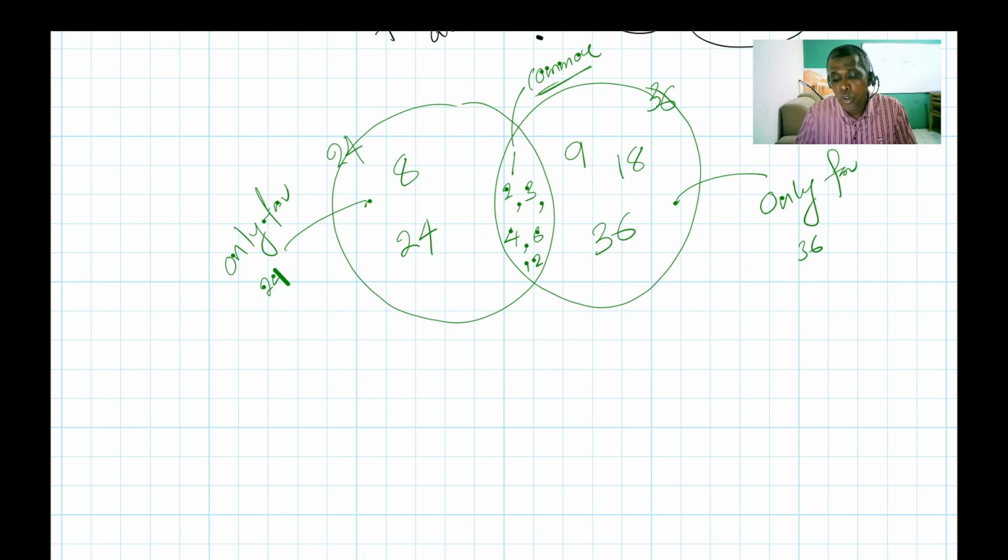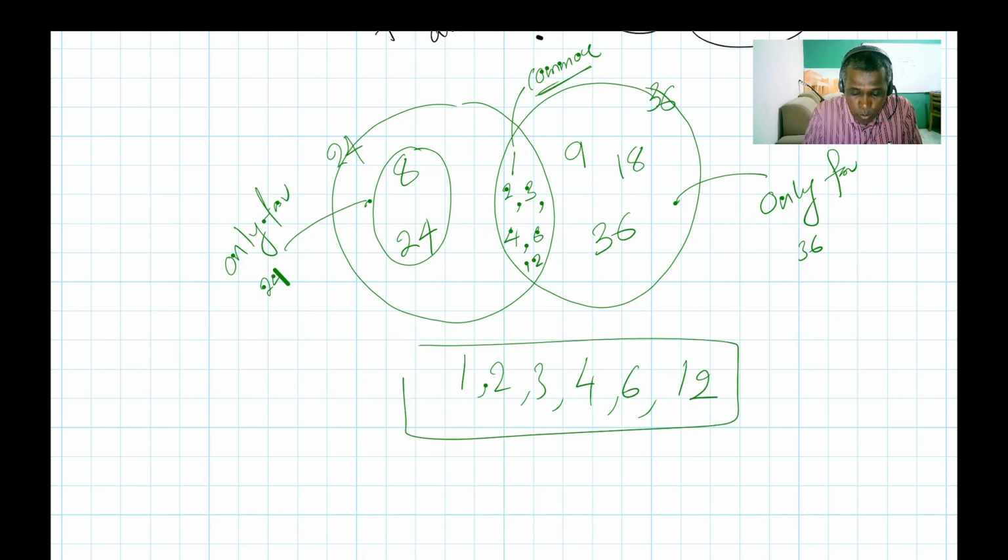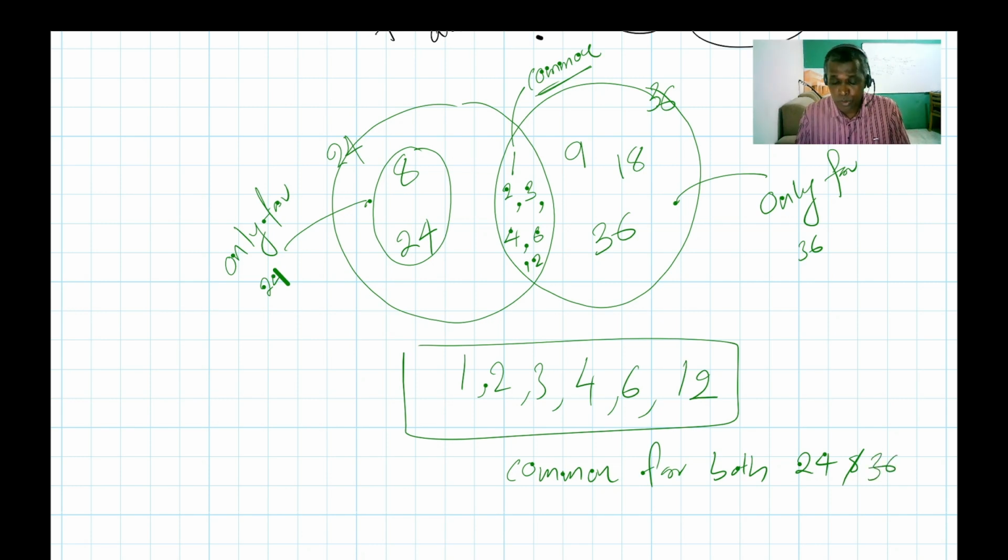These numbers are only factors for 36. These numbers are only factors for 8. These numbers are 1, 2, 3, 4, 6, 12. These are common for both 24 and 36. Common factors. So 12 is very special, that is the highest one. It's called the highest common factor.